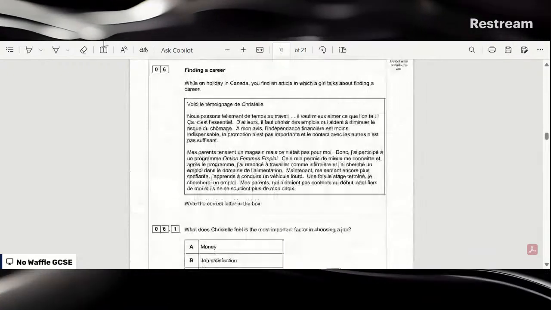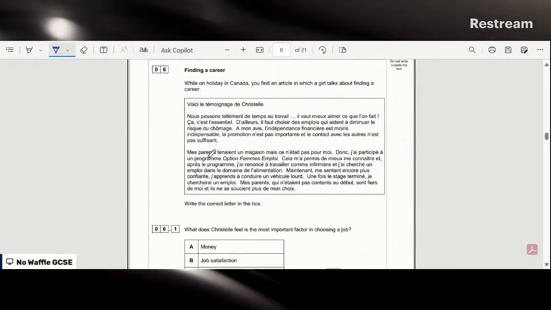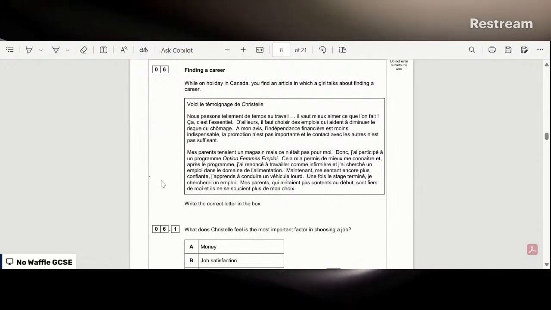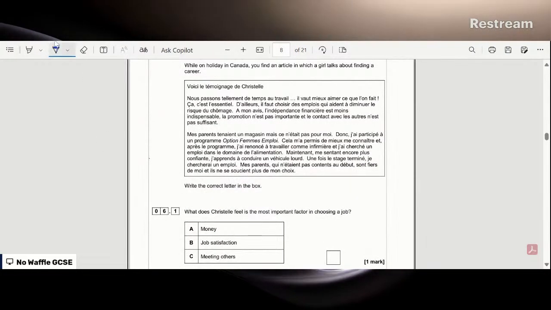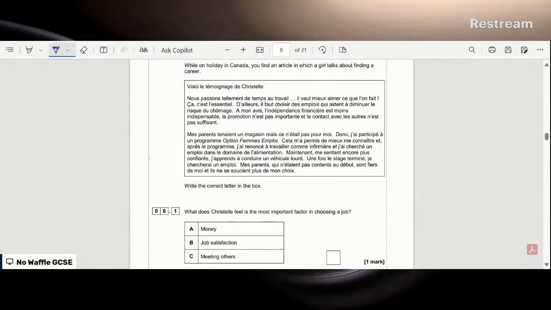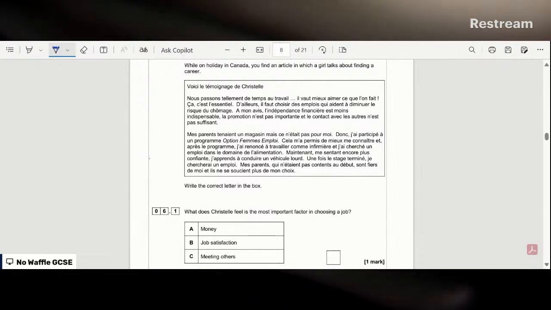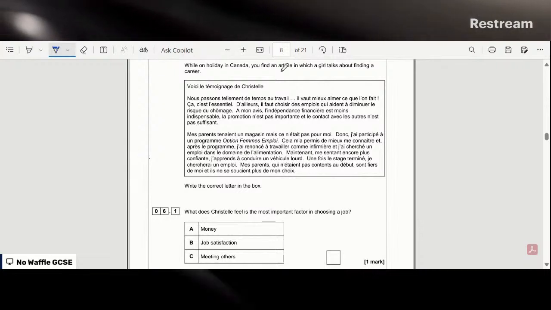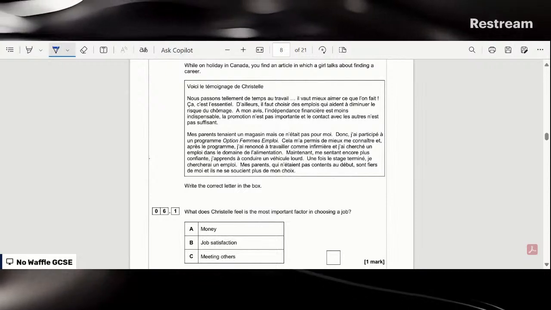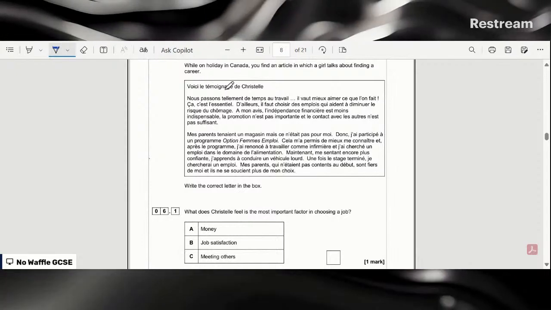Okay. Finding a career. While on holiday in Canada, you find an article in which a girl talks about finding a career. Write the correct letter in the box. So what does Christelle feel is the most important factor in choosing a job? It's highly likely what happens is she then talks about all of the things. Is it money, job satisfaction, meeting others?